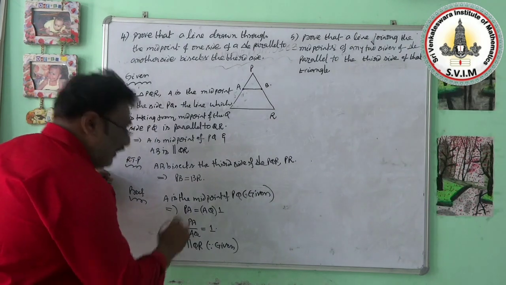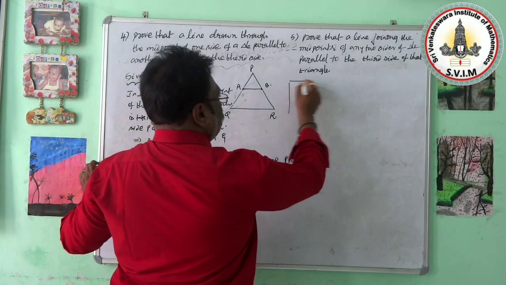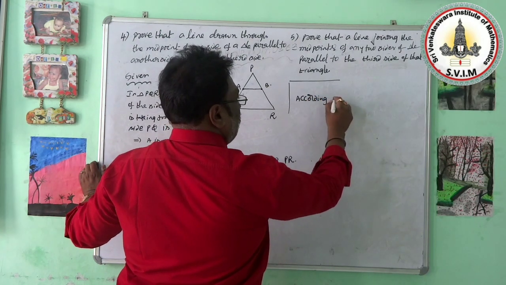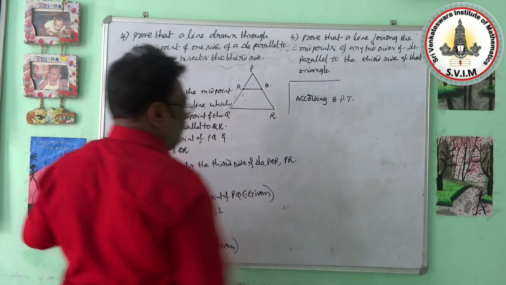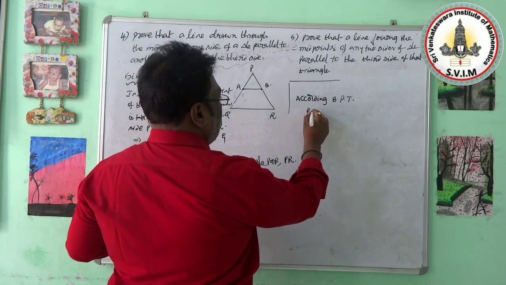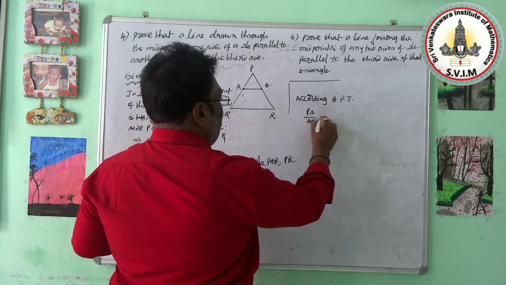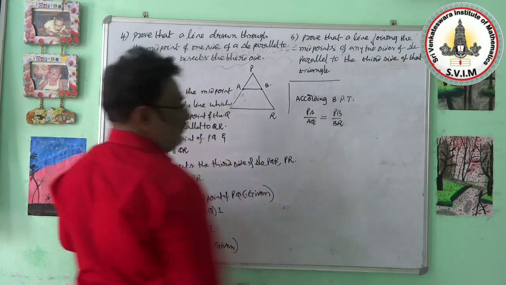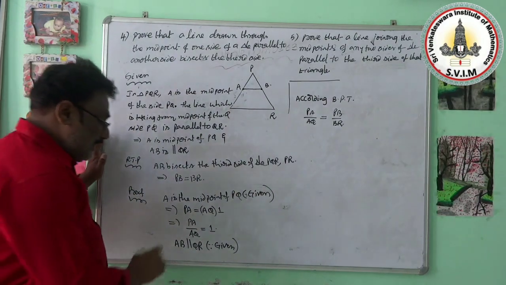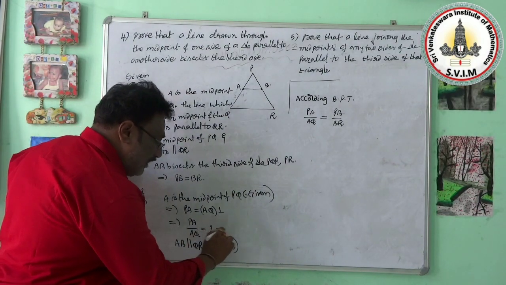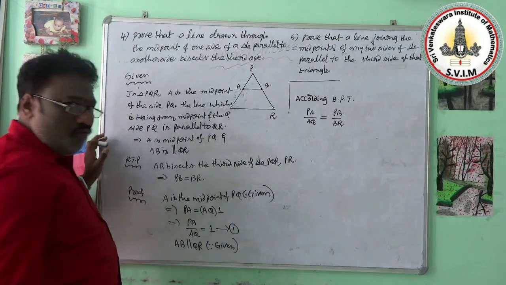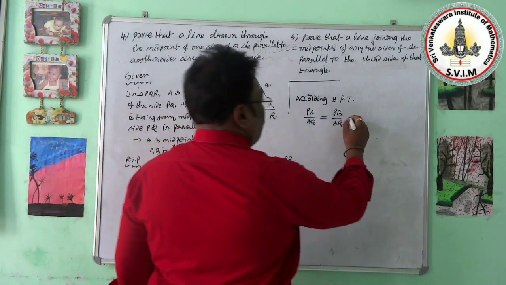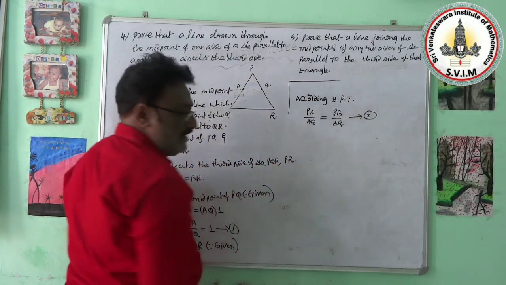According to the basic proportionality theorem, you can write PA by AQ is equal to PB by BR. Now listen to me. PA by AQ is equal to 1. Here we are getting that one. You can take it as equation 1. That equation 1 you need to substitute in equation 2, so assume this equation as equation 2.